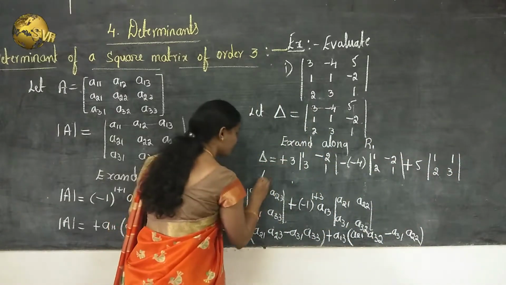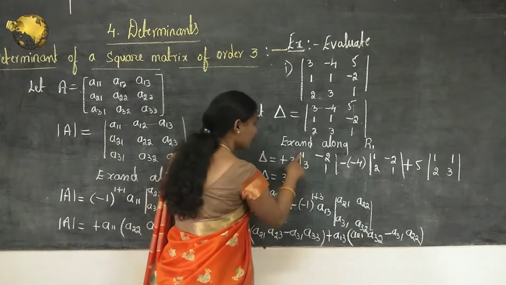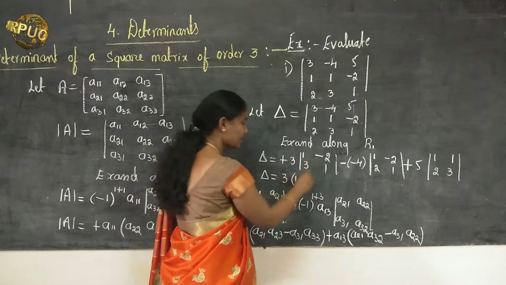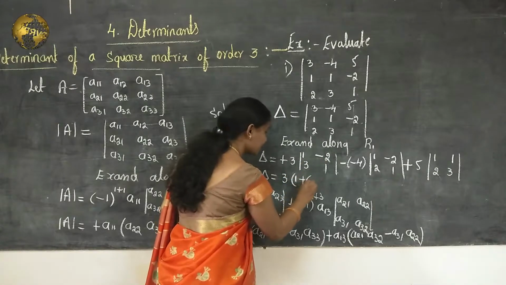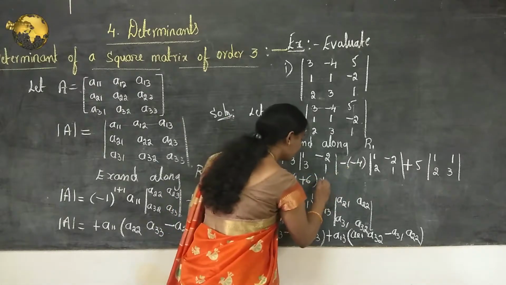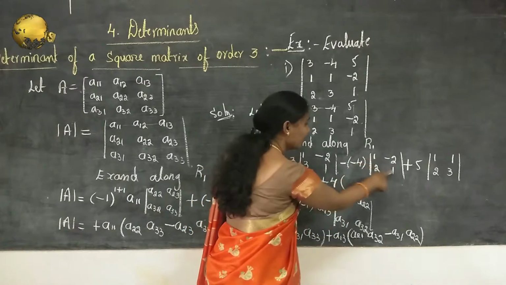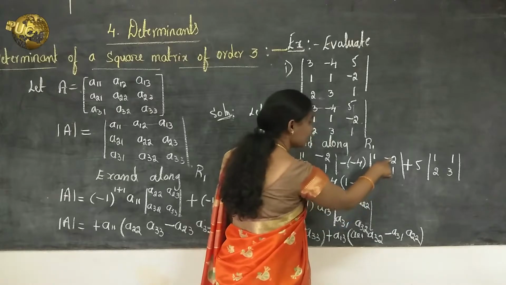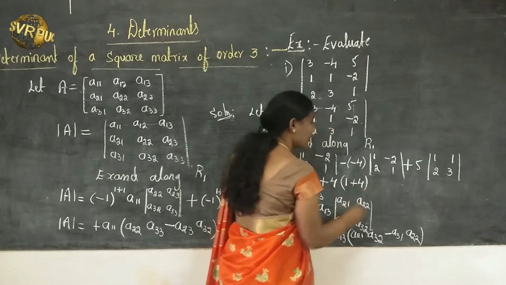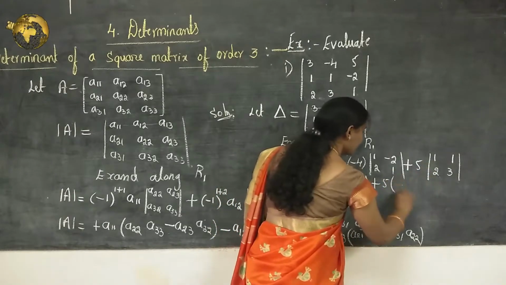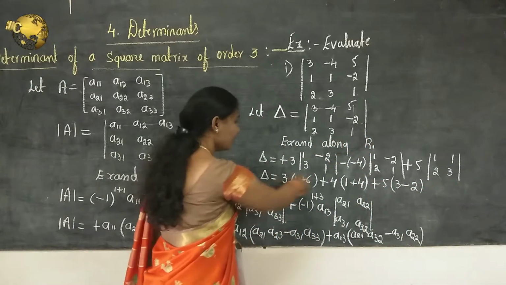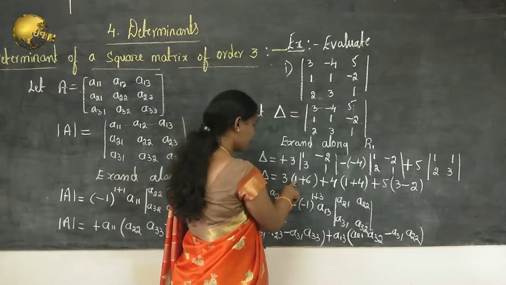So now we know how to expand this. 3 into 1 1s are 1, minus 3 2s are 6, it is minus 6. So we get minus into minus, plus 6. Plus 4 into 1 1s are 1, minus, see, minus 2 into 2, minus 4, so it is plus 4. And plus 5 into 1 3s are 3, minus 2 1s are 2. So we'll find the value of this. See here, 6 plus 1, 7.